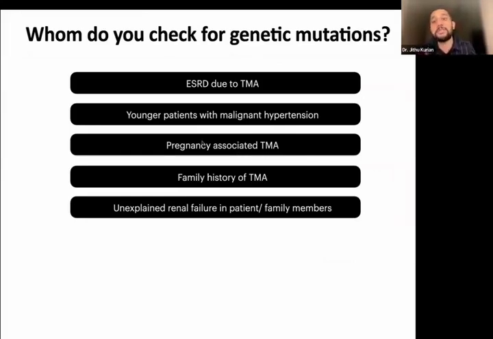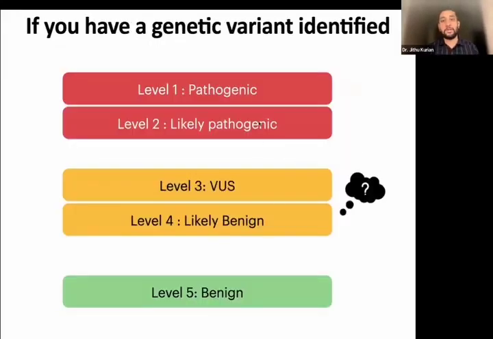Pregnancy-associated TMA is another setting. You have a patient who presented with TMA, never had preeclampsia or proteinuria. That patient could have an underlying complement-mediated TMA. When there is a family history, or unexplained renal failure in patients and family members, you probably have to look for genetic mutations.